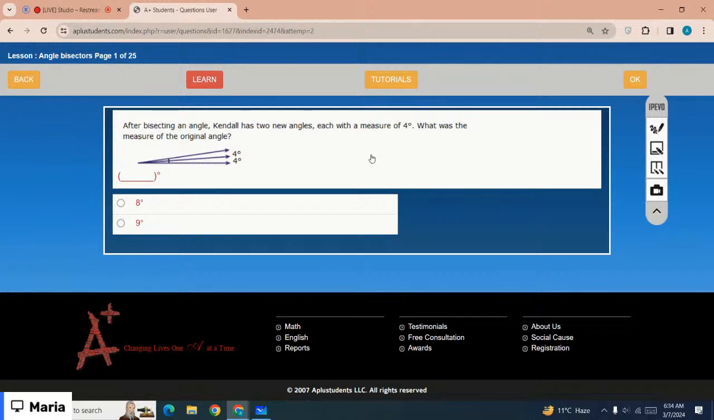Okay, after bisecting an angle, Kendall has two new angles with each of the measure 4 degrees. What was the measure of the original angle? You have to calculate the measurement of the original angle. So the one is 4 degrees. So you have 2 with 4. So 4 times 2 is 8. The correct option is 8 degrees.